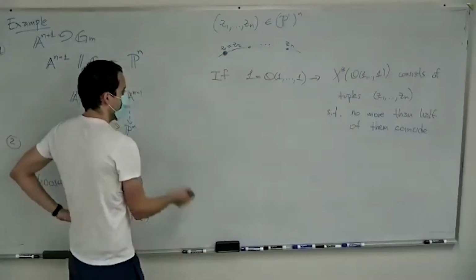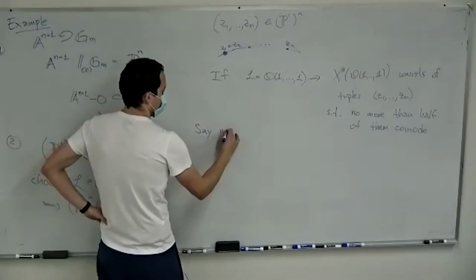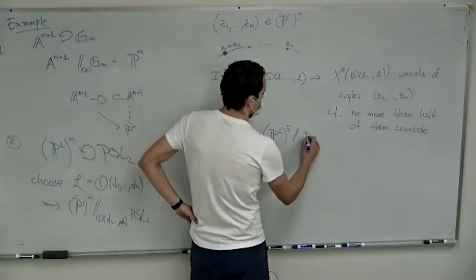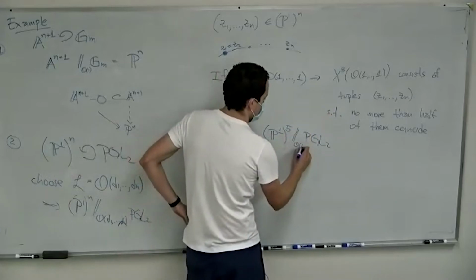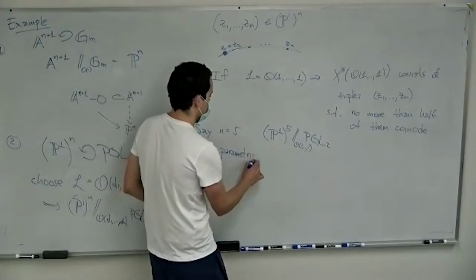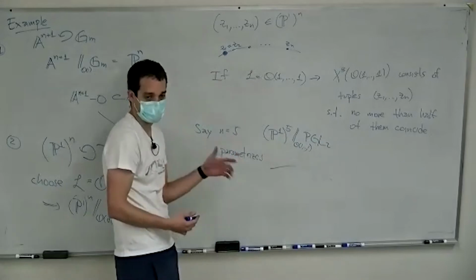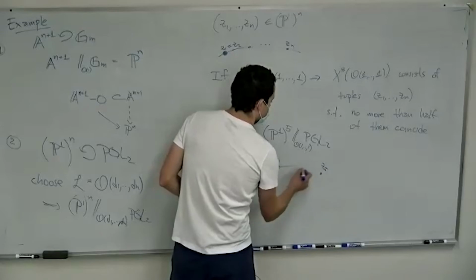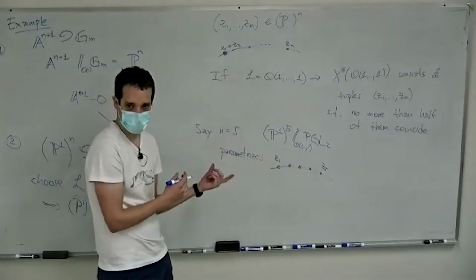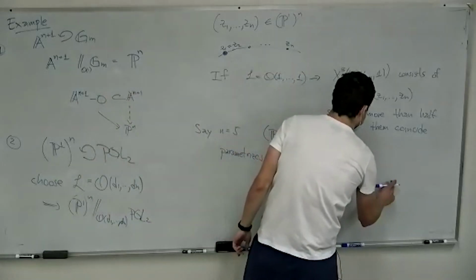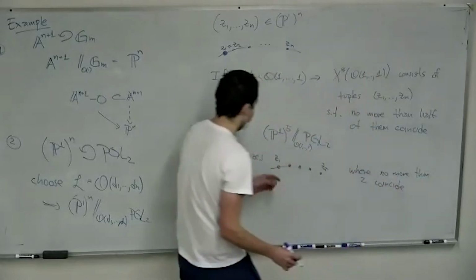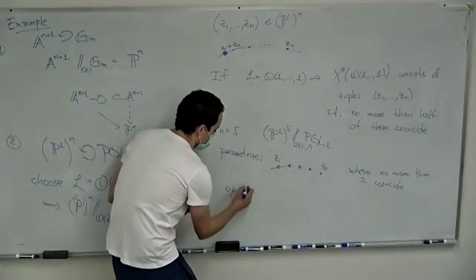In fact, let's say that n is 5, and you consider (P1)^5 modulo PGL2, having chosen this linearization. This parameterizes tuples of 5 points in P1, Z1 through Z5, where maybe 2 of them are the same, but not 3 of them are the same. No more than 2. And of course, since this is a quotient, it parameterizes this up to projective equivalence.